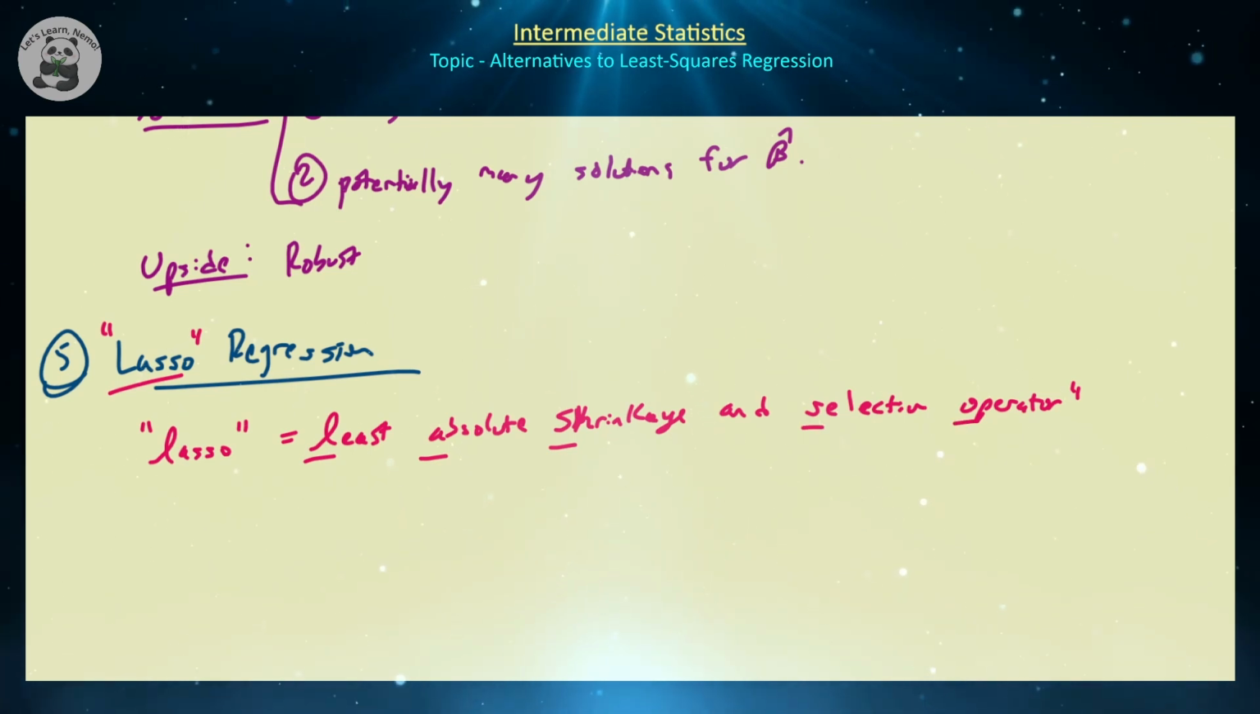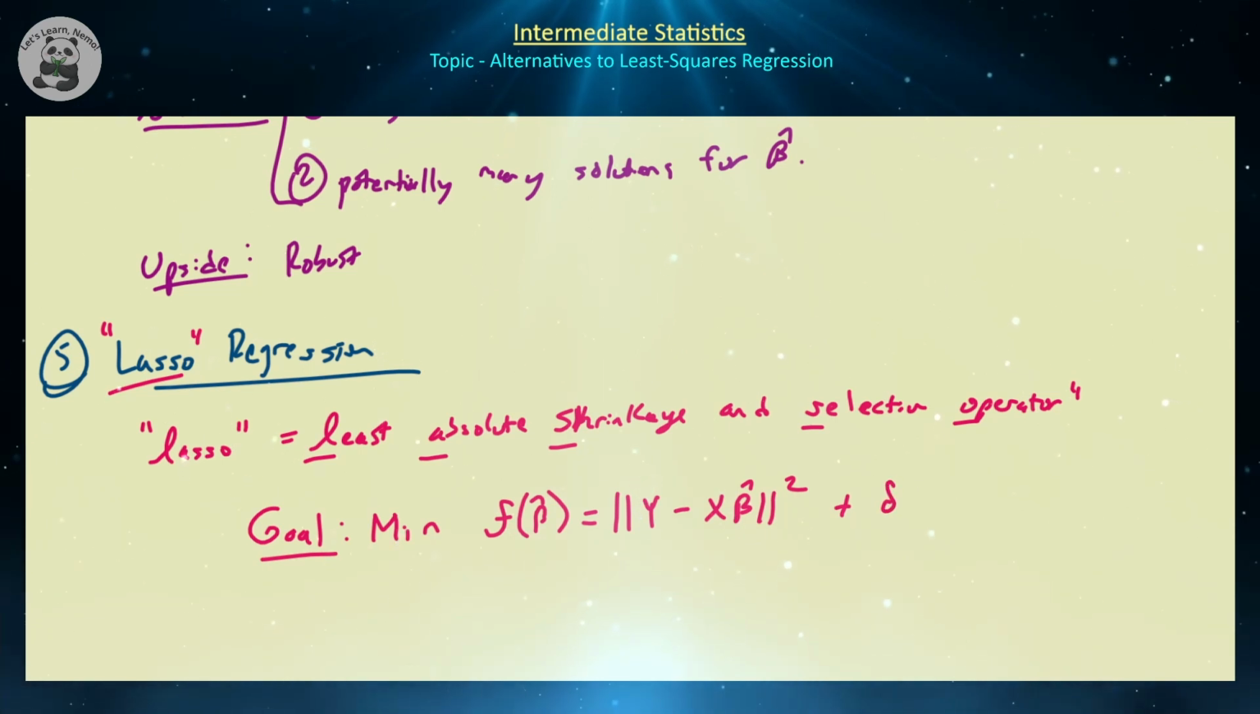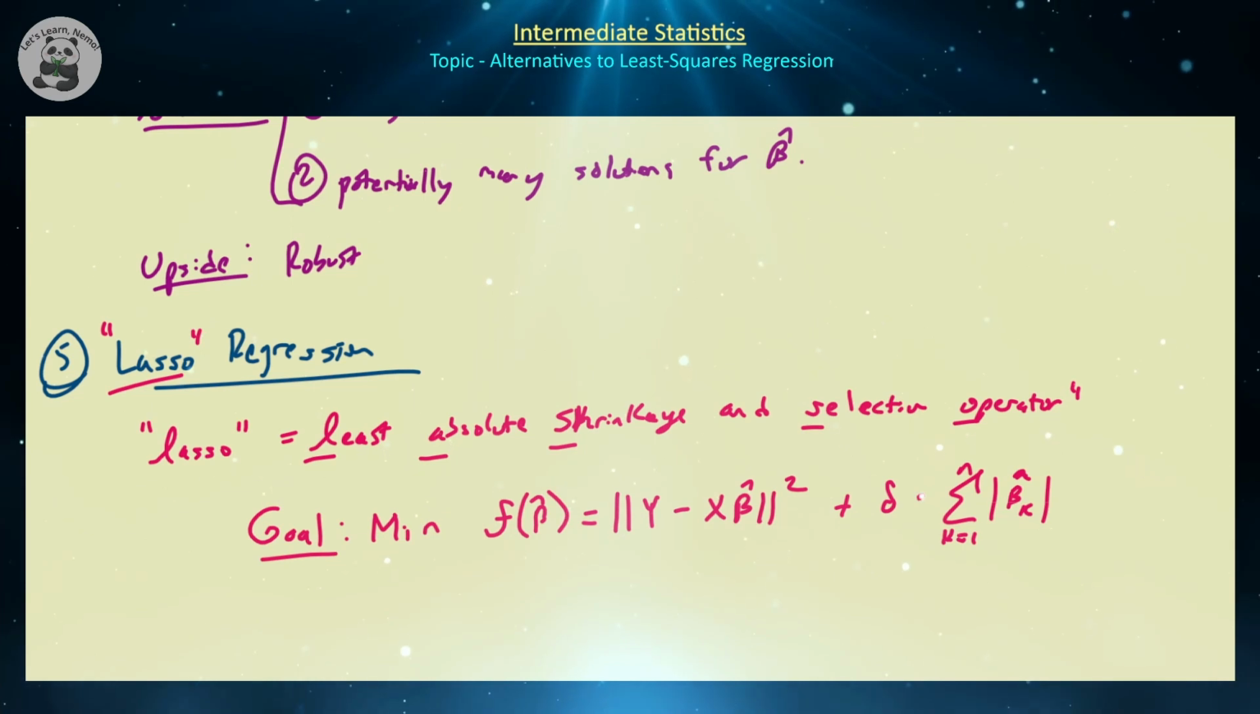Generally speaking, the lasso is just another model that seeks to minimize another functional. Its goal is to minimize the functional f of beta hat, which is equal to y minus X beta hat, so that term should look familiar, plus some constant, let's call it delta, times the sum from k equals 1 to n of beta hat k. So it's the sum of the absolute values of your beta hat k.